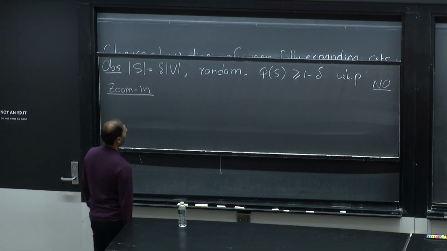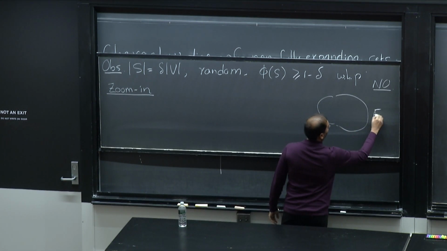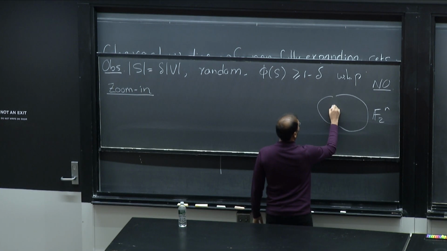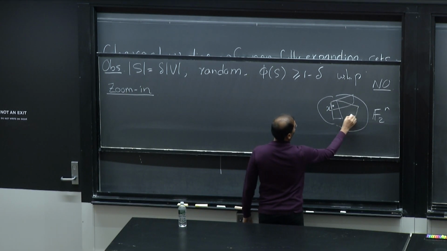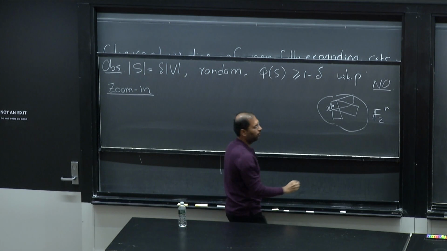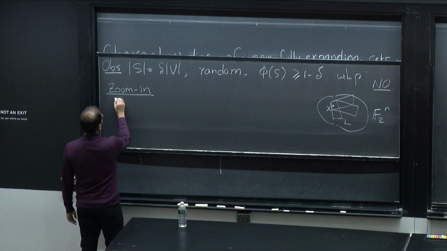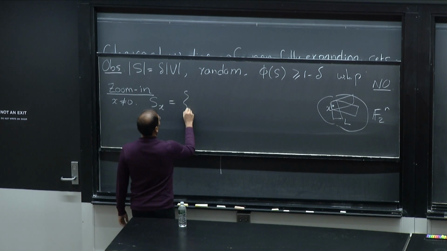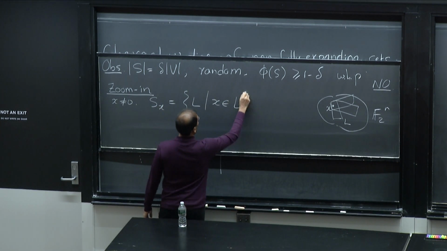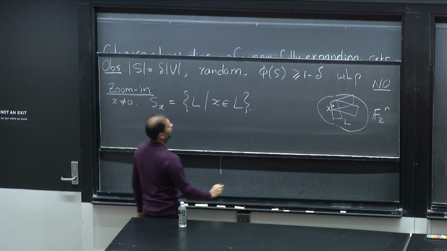So what are zoom-in sets? These are the sets of the following kind. In this space, fix some particular specific point x, a non-zero point, and take all subspaces L which contain that. Okay? And that's a set of vertices in the Grassmann graph. So fix x which is non-zero, and let S sub x be all L which contain that point. So what would be the expansion of this set?